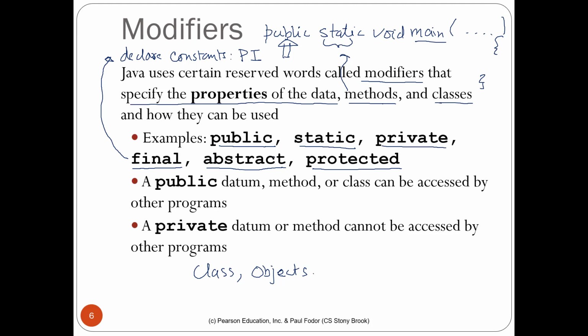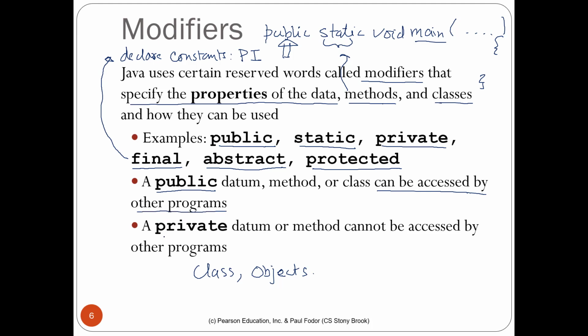So these things can impose these properties on class or on data or on methods. Now these two important things, like public, what public will do. If you make a datum, which means the singular of data, and you declare something as public, whether it's a data or a method or a class, then it means that it can be accessed by other programs. We are not imposing any restriction on that.